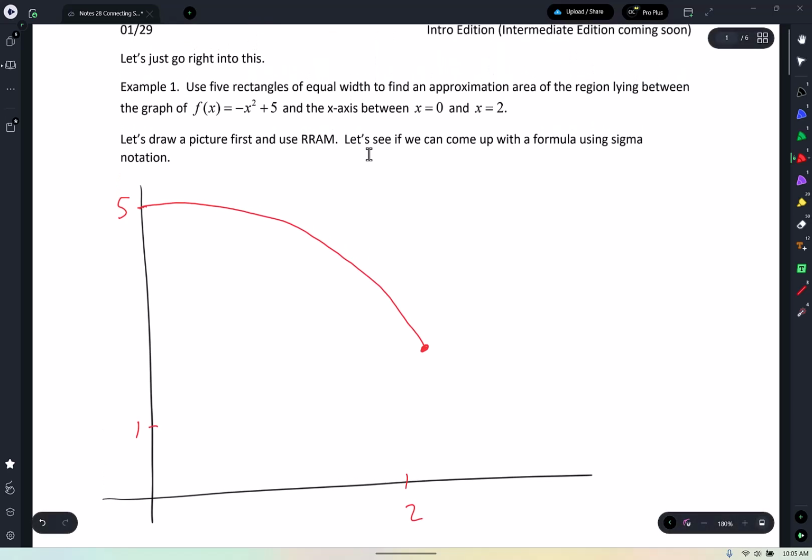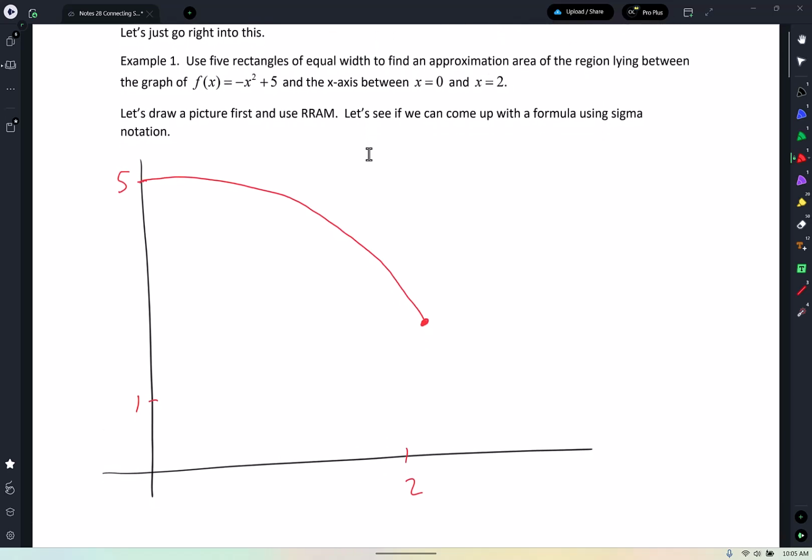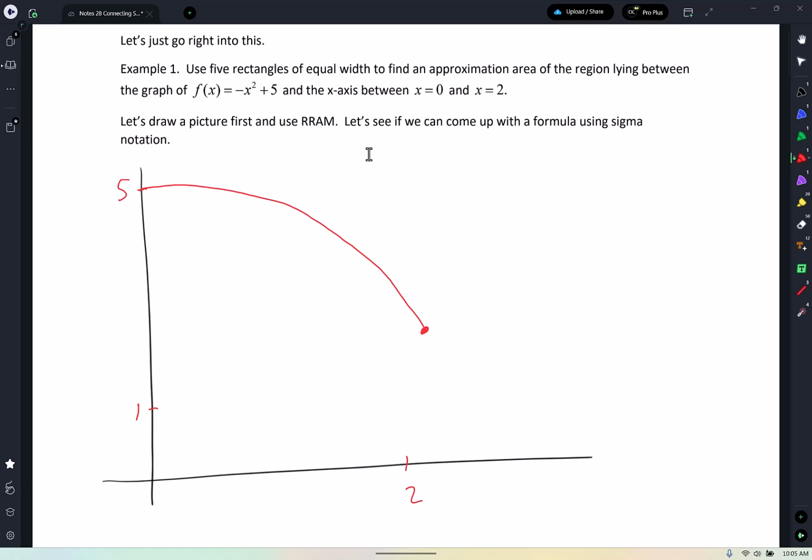Did they tell me how many rectangles to use? Oh, this is 5? Okay, 5 equal rectangles, so n equals 5. So I need to figure out the delta x of each one of these rectangles. I'm going to write delta x equals 2 minus 0 divided by 5, upper minus lower divided by 5. This is the 2, and this is the 0, right? So my delta x is 2/5.